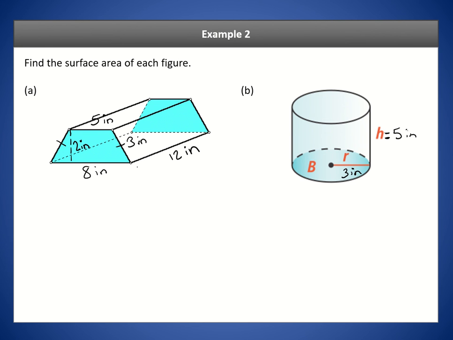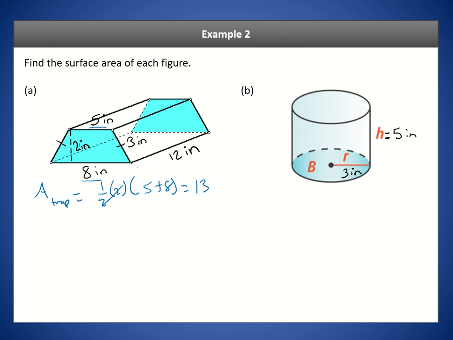So if I wanted to find the surface area, I need to add the 2 trapezoids, right? So let's go ahead and add the 2 trapezoids. The area of a trapezoid is 1/2 times the height. The height is 2, times the sum of its bases. The bases are, in this case, 5 plus 8. Half of 2 is just 1, and 5 plus 8 is 13.